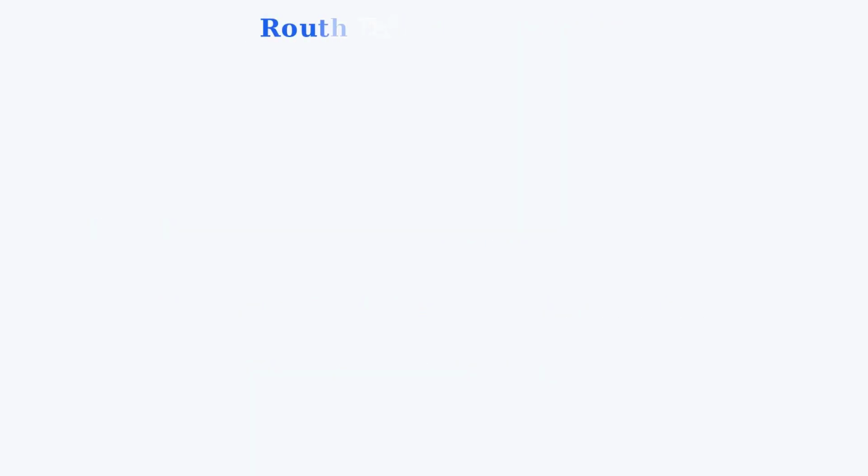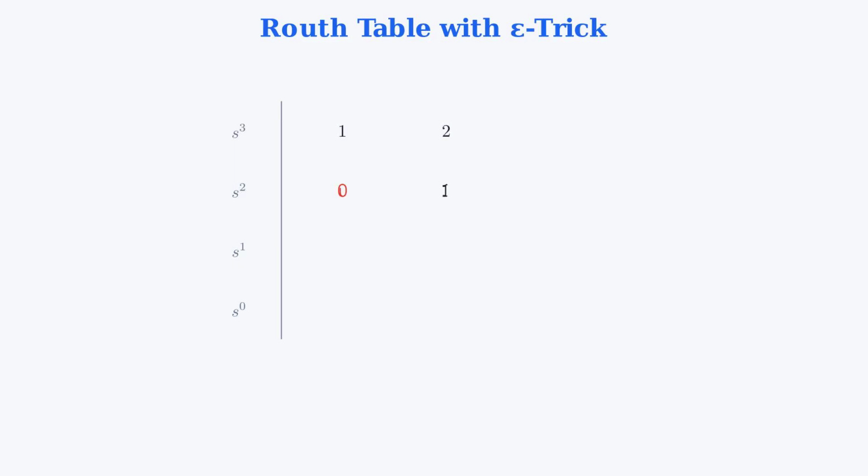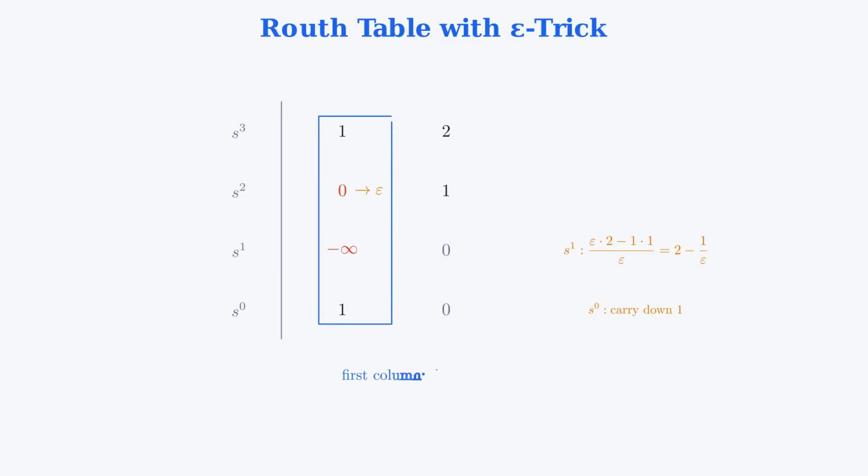Build the Routh table. For a third-order polynomial, the first row is s cubed with coefficients 1 and 2, the coefficients of s cubed and s. The second row is s squared with coefficients 0 and 1, the coefficients of s squared and the constant. We have a 0 in the first column of the s squared row. The standard Routh formula would divide by 0, which is undefined. The trick is to replace the 0 with a small positive number epsilon and take the limit as epsilon approaches 0.